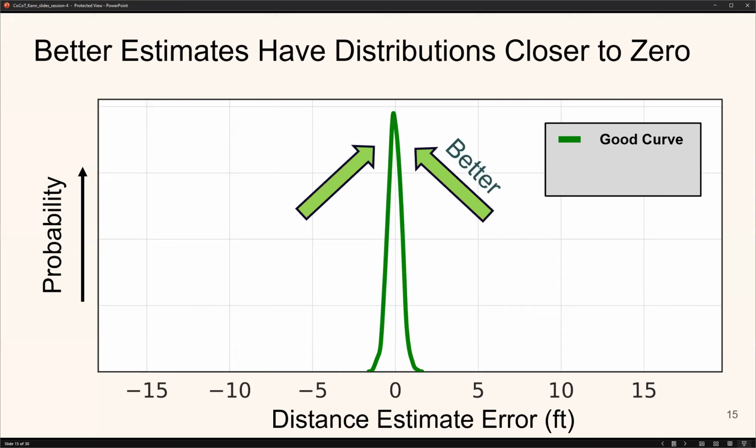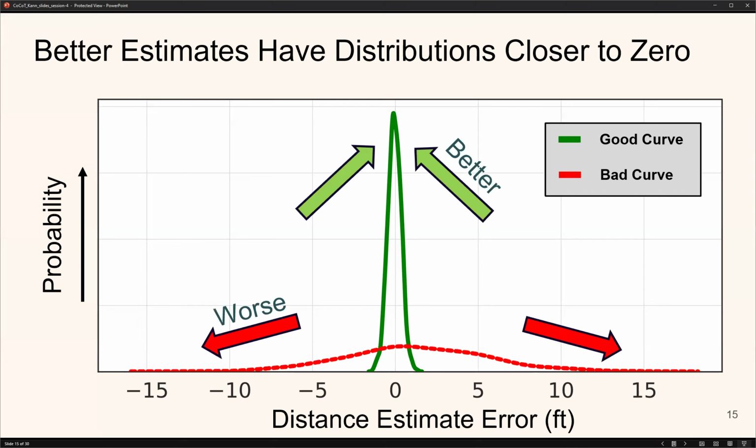So a good curve would look like this green one, which is heavily centered at 0 feet of error and has very short tails that taper off quickly. Whereas a bad distance estimator would look like this red curve, which has a low chance of getting 0 and a high chance of getting a non-zero error with broad asymmetric tails.